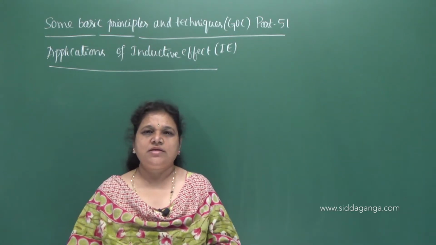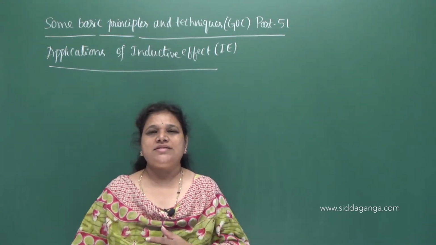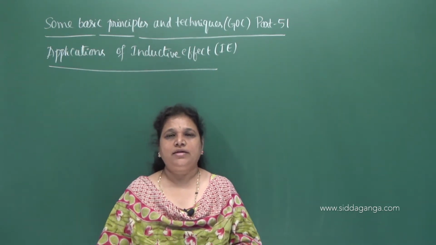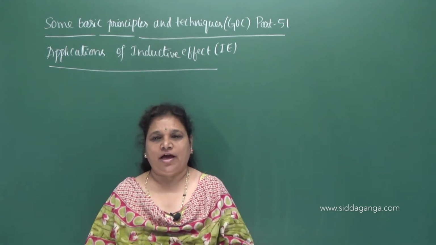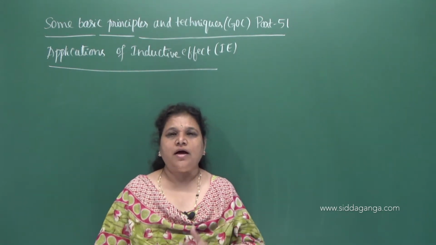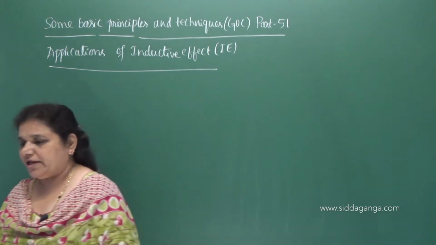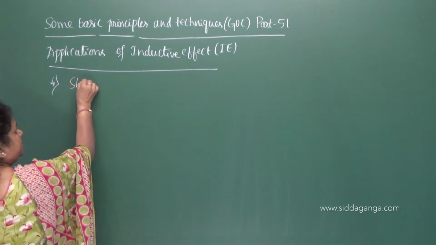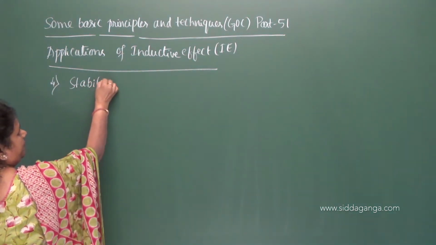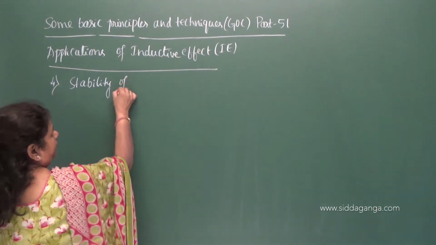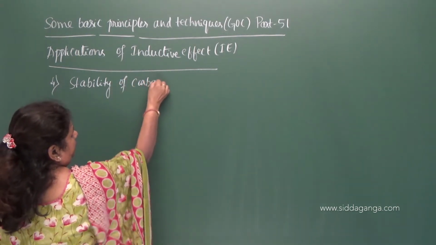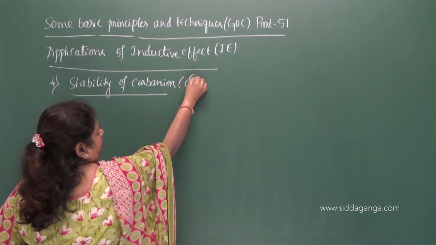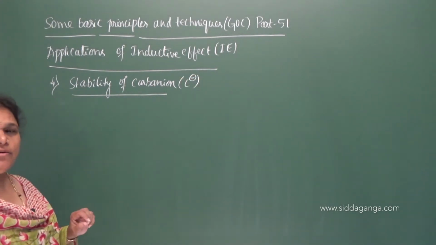In the previous class we discussed the stability of free radical, the stability of carbocation, and the high reactivity of haloalkanes compared to that of alkenes. Today let us move on to the next application of this inductive effect, that is nothing but the stability of carbanion. Stability of carbanion. So what do you mean by carbanion?